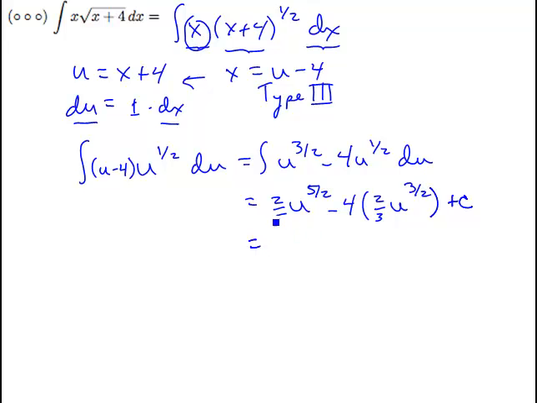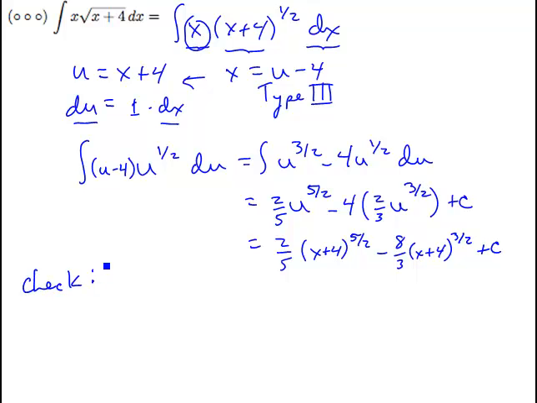To finish this problem out now, I'll simplify this last form and return it to the original variable x. Again, we said u was x plus 4, so this is 2/5 x plus 4 to the 5/2 minus 8/3 x plus 4 to the 3/2 and plus c. And now to check my work, I will differentiate the answer and see that I get the integrand back.